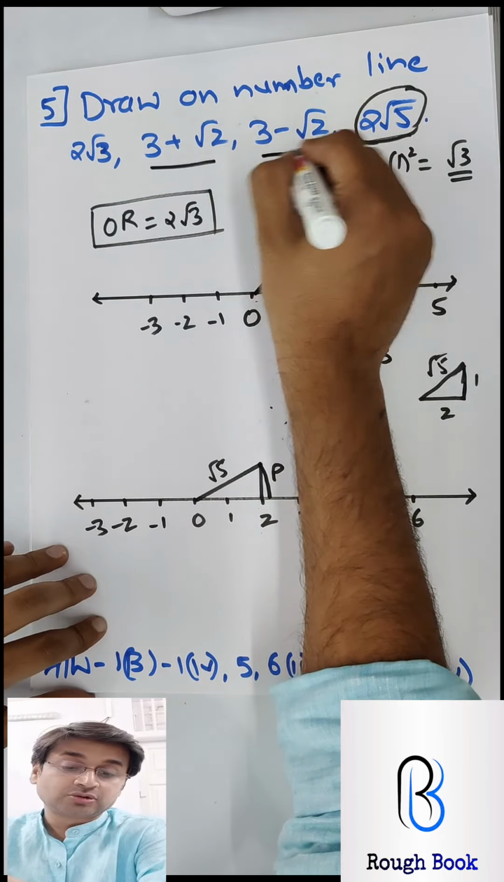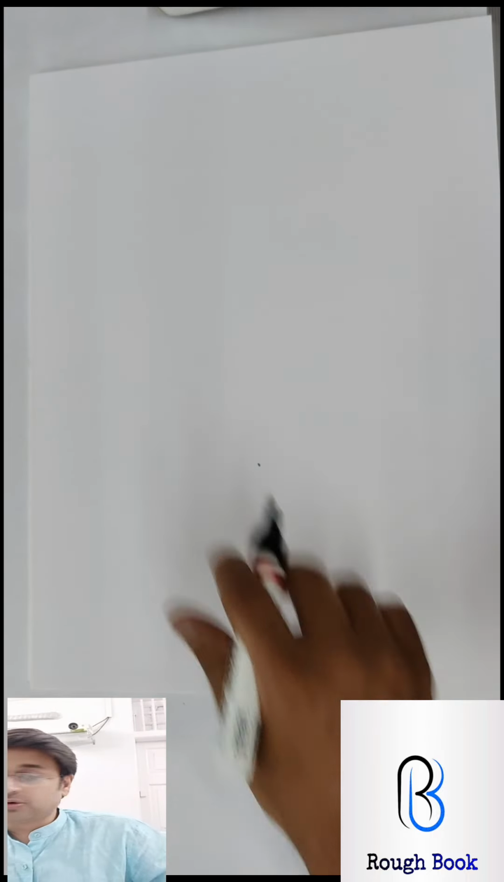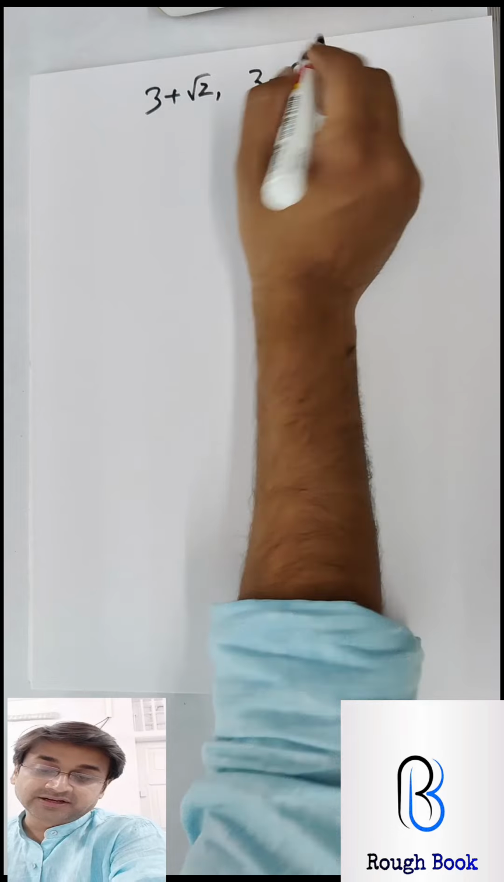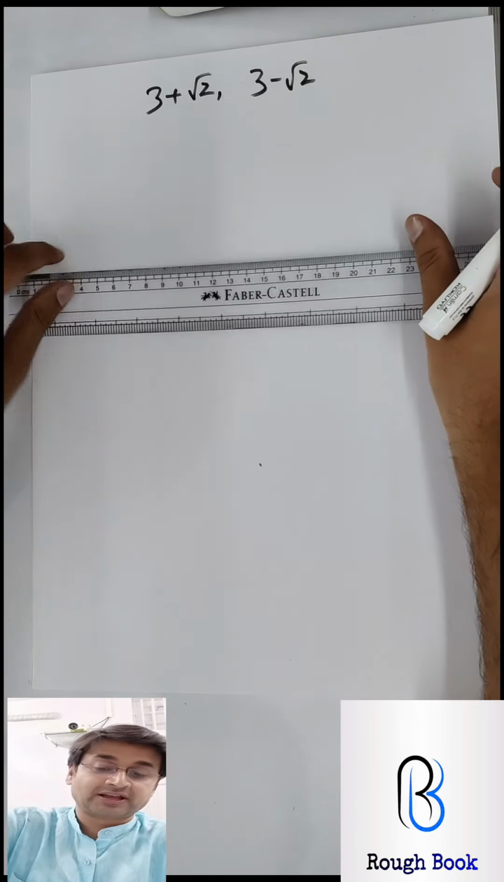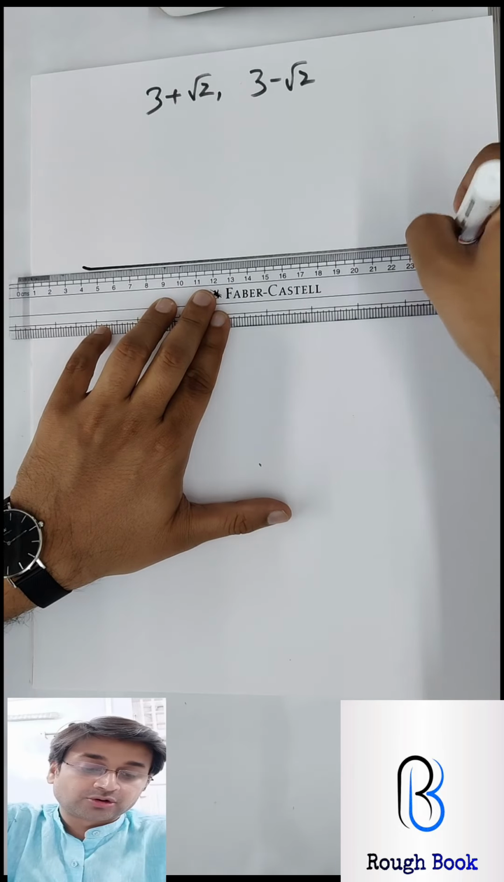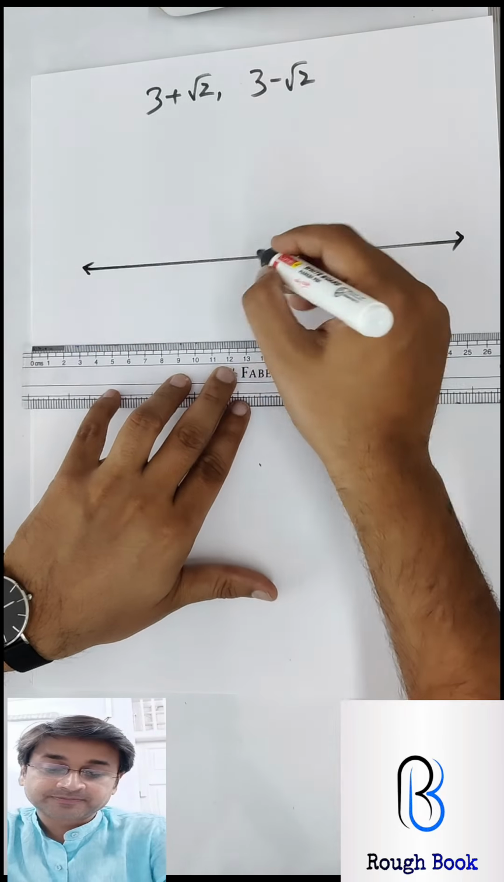Now 3 plus root 2 and 3 minus root 2. Not 2 root, root 2. How are you going to draw this? 3 plus root 2 and 3 minus root 2. You have to do it on different number lines. I am doing it on the same one to save our time. Okay? So drawing the number line first.